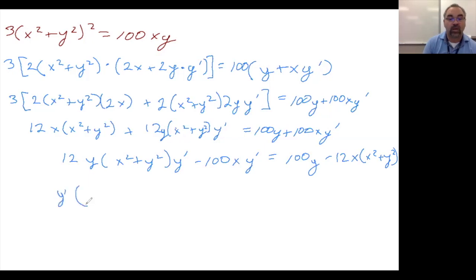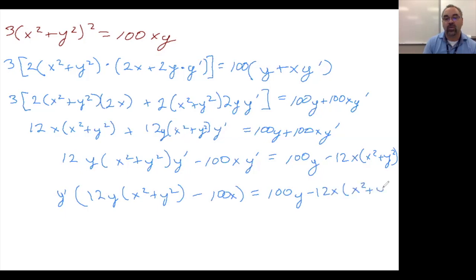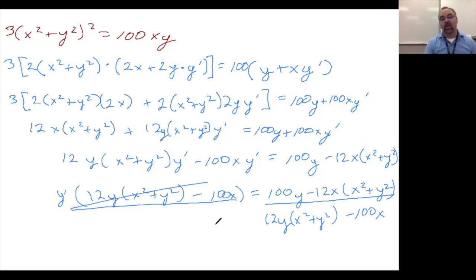Y prime times 12y times x squared plus y squared minus 100x equals 100y minus 12x times x squared plus y squared. And you just divide by the factor that doesn't have the y prime in it. And we end up with 12y times x squared plus y squared, did I get that? Yeah, minus 100x. And that's what y prime is equal to.